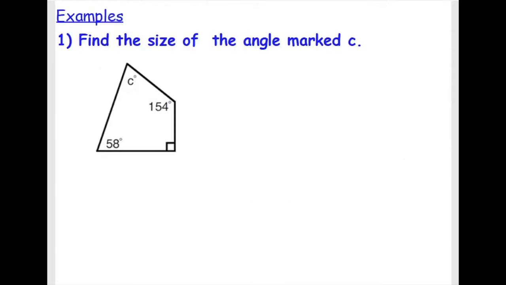If we look at our first example here, find the size of the angle marked C. So we've got this missing angle here we need to find out. But we know three of the angles. We know that this here is equal to 90 degrees. So if we add up the three angles we know, 154, 58 and 90.